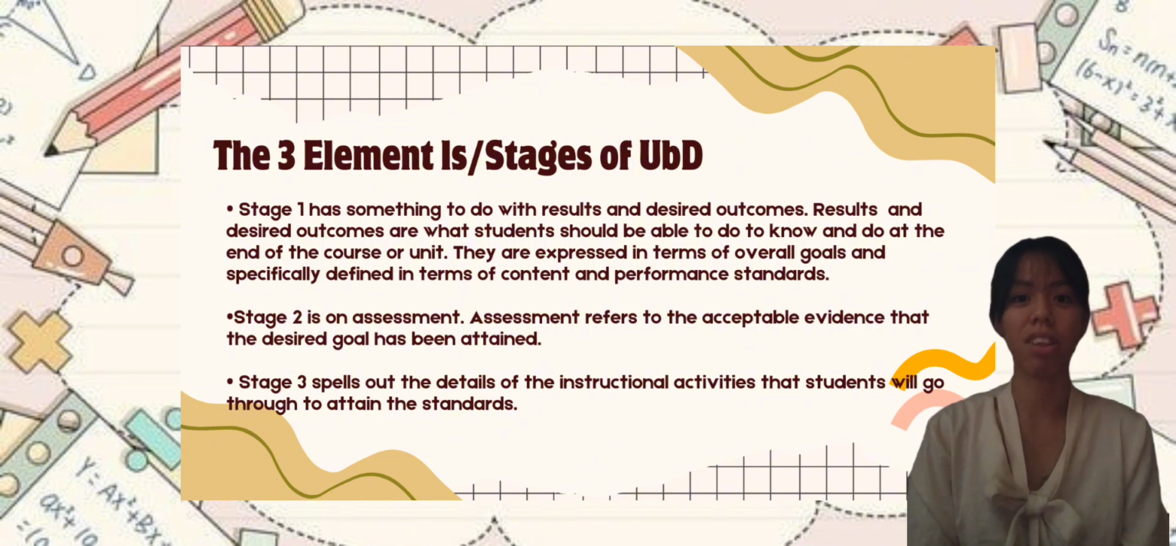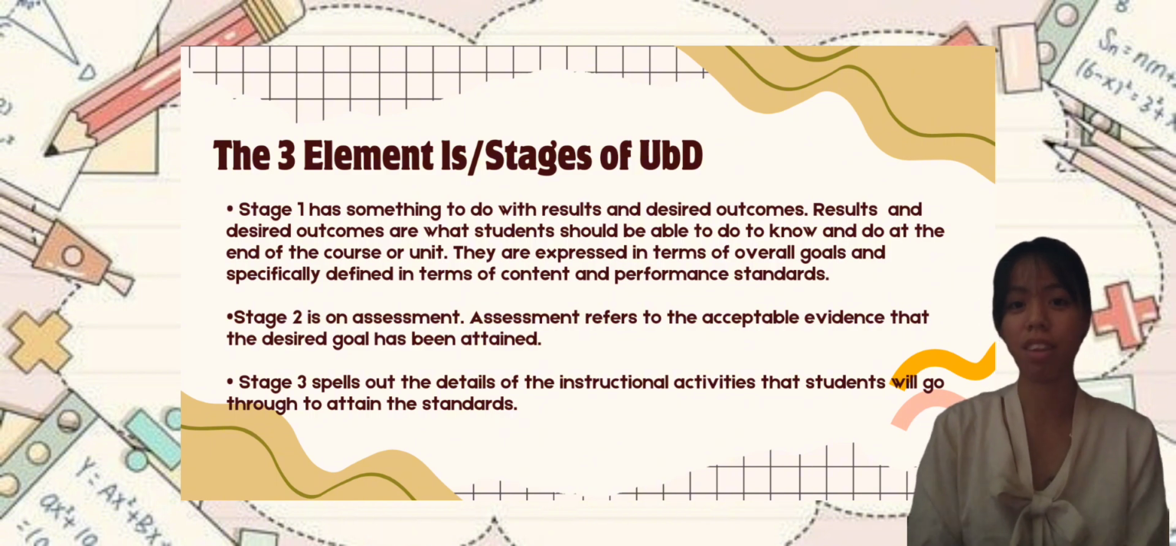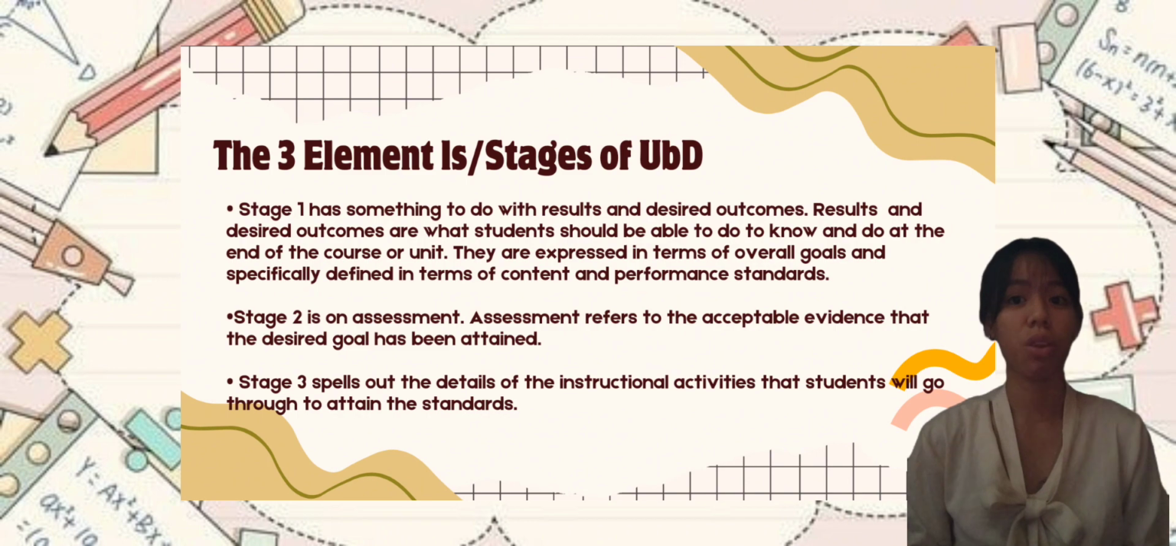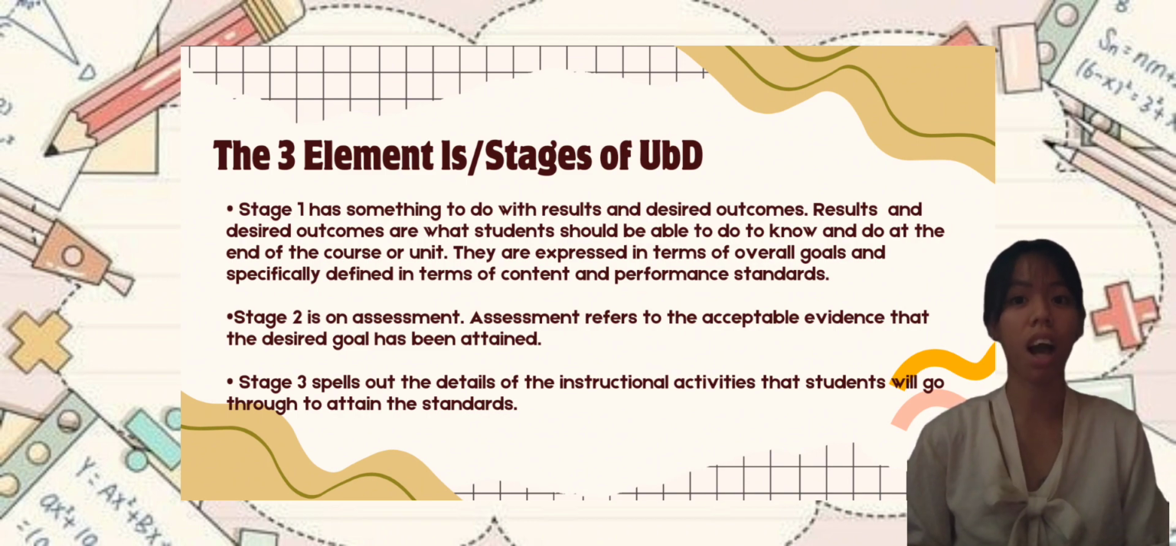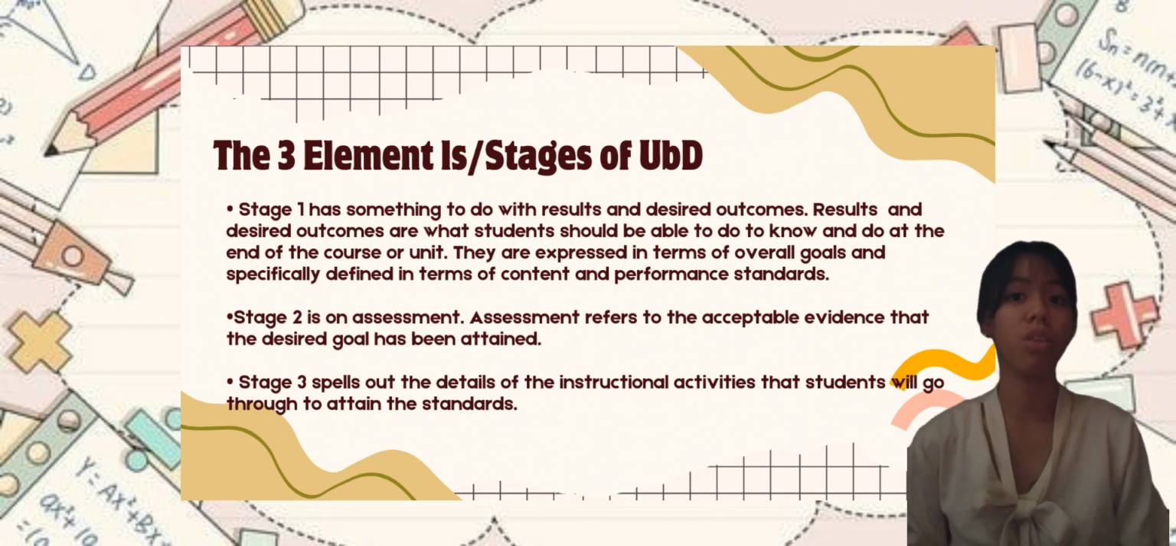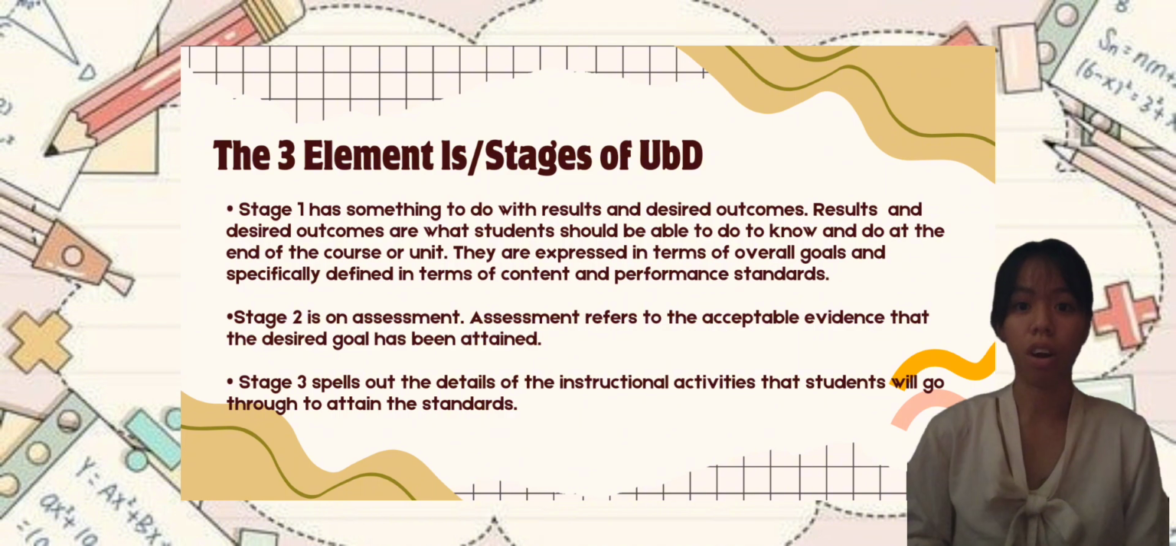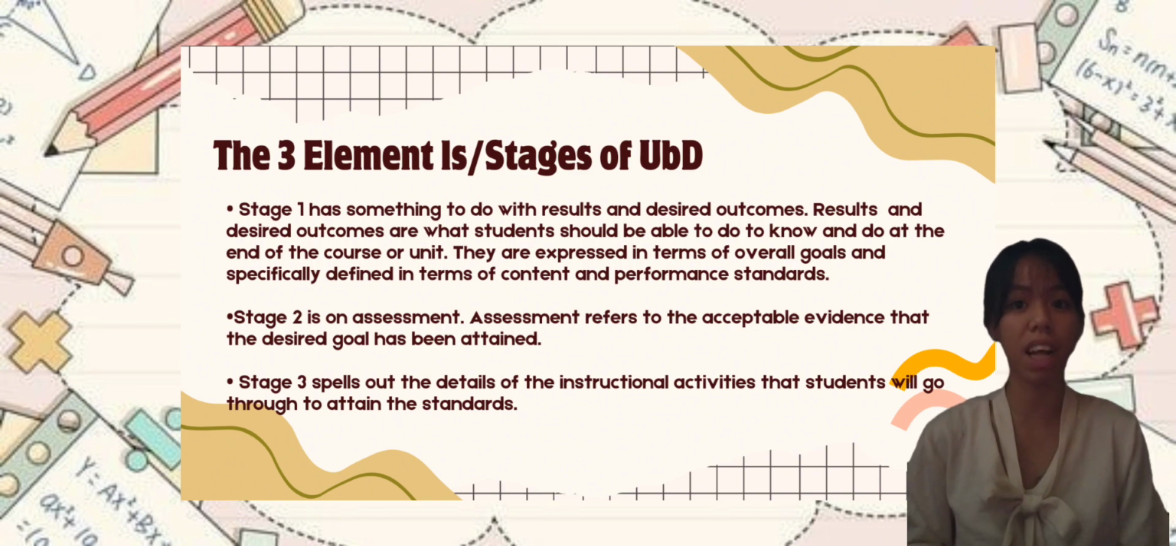The three elements are the stages of UbD. Stage 1 has something to do with results and desired outcomes. Results and desired outcomes are what students should be able to do, to know, and to understand at the end of the course or unit. They are expressed in terms of overall goals and specifically defined in terms of content and performance standards.